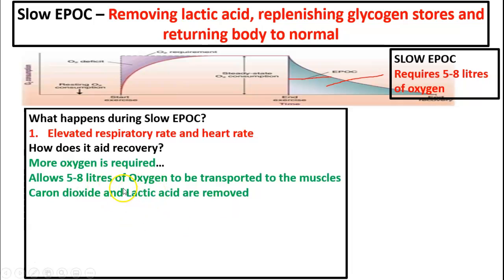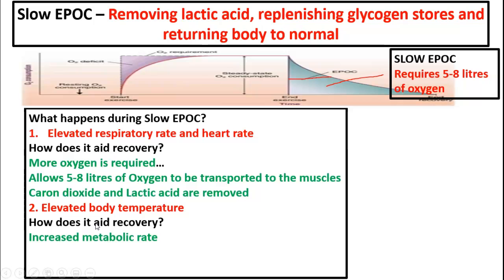So what else remains elevated? As you'll remember from the previous slide, when we finish exercise, our body temperature doesn't just plummet back down to rest. It takes a while, so it maintains elevation. It doesn't go straight back to resting levels. The reason we have an elevated body temperature is because it increases our metabolic rate, and this is how it helps slow EPOC.